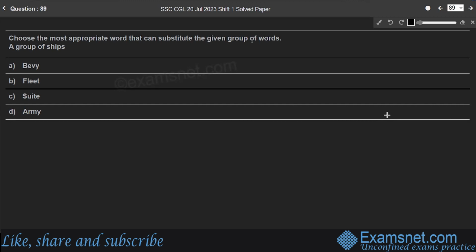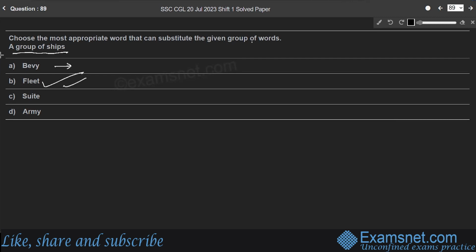Question 89. Choose the most appropriate word that can substitute the given group of words. Here, a group of ships. So here, students, a group of ships sailing together is called fleet. Option B is the right answer, right? A group of ships sailing together is called fleet.